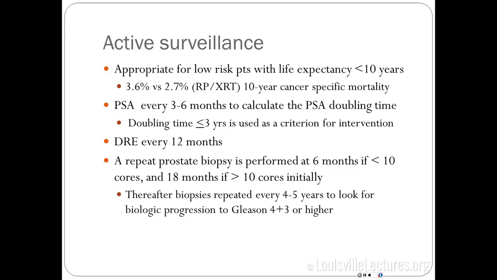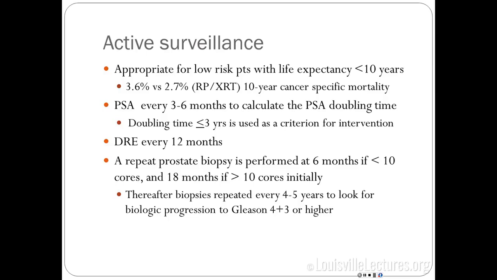Okay, so let's talk again very briefly about the different modalities. And let's start with active surveillance because it's really underused in prostate cancer. So active surveillance is very appropriate for those people that we discussed were low risk, right? Low Gleason score, low PSA, especially if they have a lot of comorbidities or their life expectancy is less than 10 years. And what does active surveillance involve?